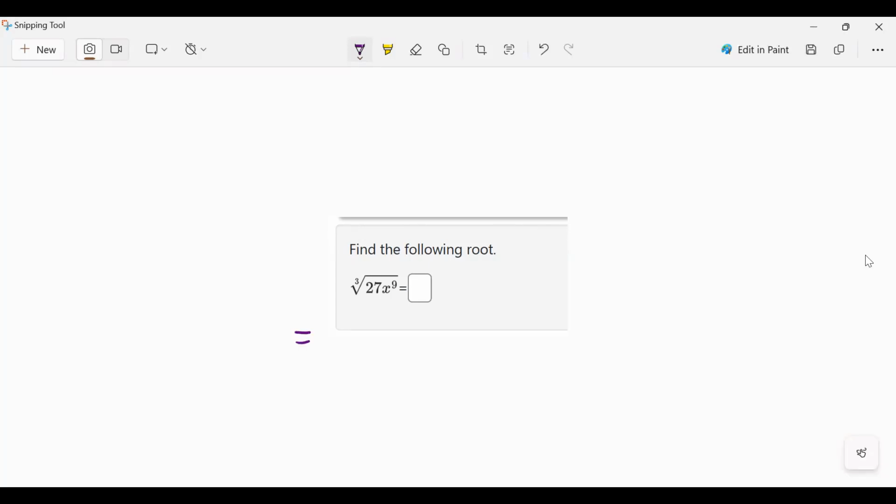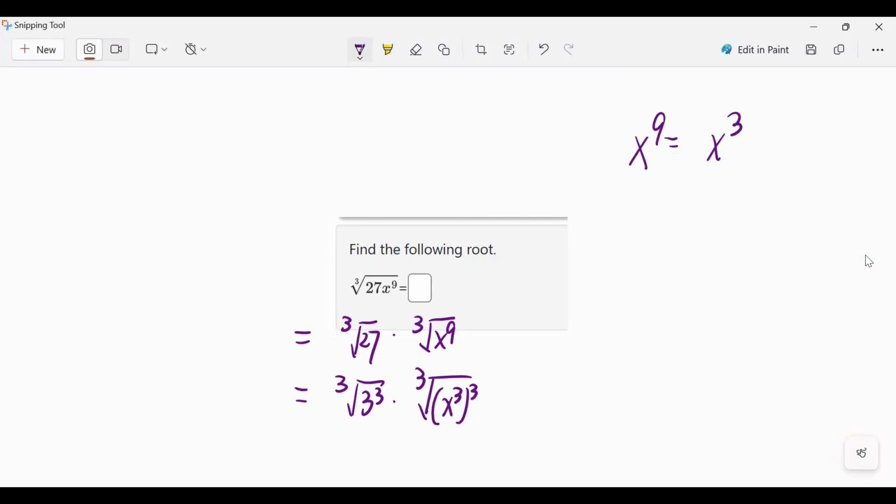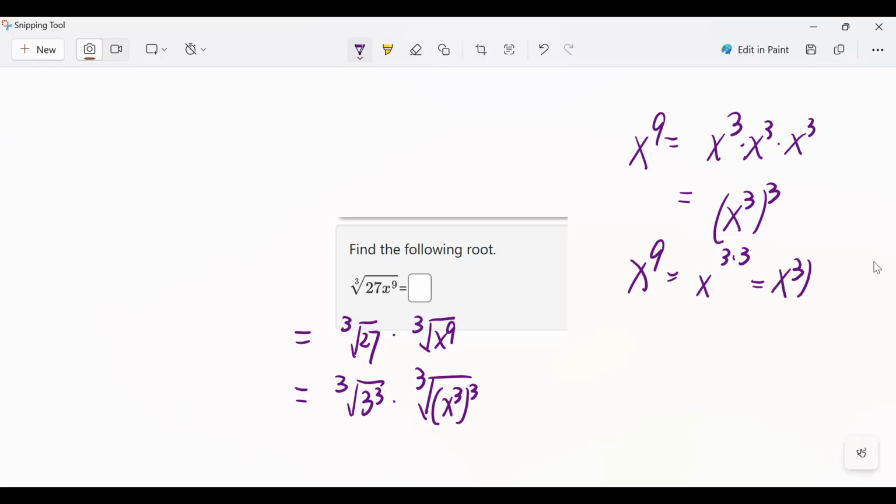So the cubic root is split up as cubic root of 27 times cubic root of x to the 9. Now we know cubic root of 27 is 3. One more time, we'll do the full transformation. And same thing here, cubic root of x to the 9 will be x cubed to the third power. Again, this is x cubed times x cubed times x cubed, and that becomes x cubed to the third. You can also look at it like this: 3 times 3. We take the inner layer x cubed and the outside layer will be to the third power. That's how you do the transformation here.